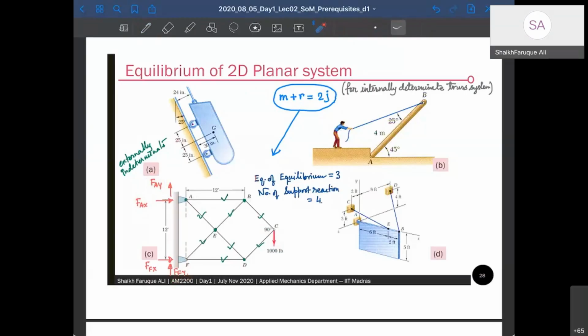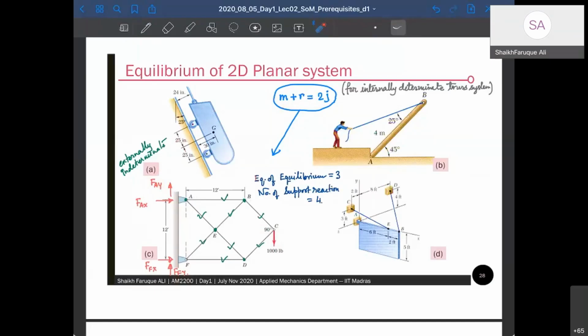Therefore, for equilibrium, for looking at complete determinacy or indeterminacy of trusses, you need to look at an equation called m plus r equal to 2j, where m is the number of members, r is the number of external reactions, and j is the number of joints. If they're equal, then you can solve it. That's how we solved this one, right?